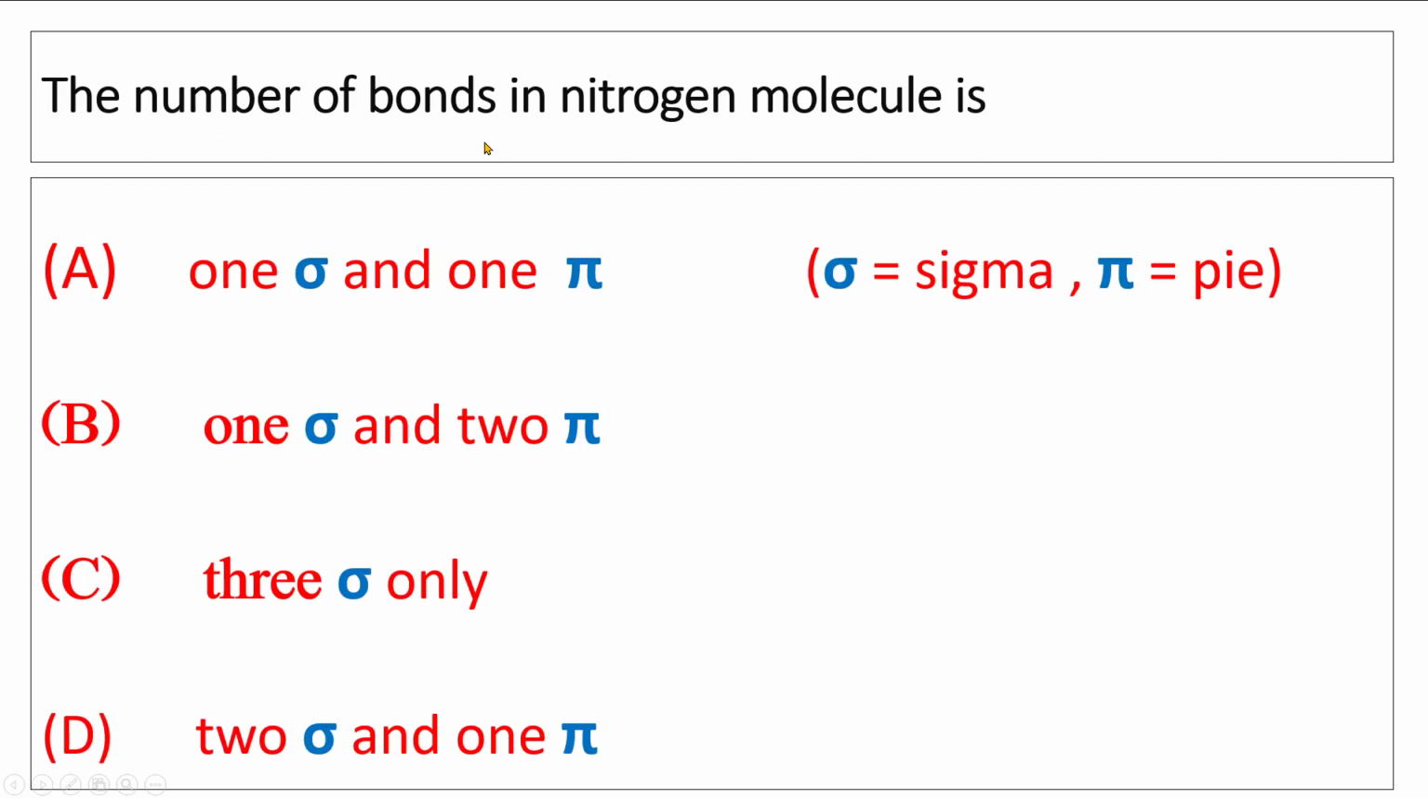The number of bonds in nitrogen molecule is 1 sigma and 1 pi. This symbol is for sigma and this symbol is for pi. 1 sigma and 2 pi. 3 sigmas only. 2 sigma and 1 pi. Correct option is: the number of bonds in nitrogen molecule is 1 sigma and 2 pi.